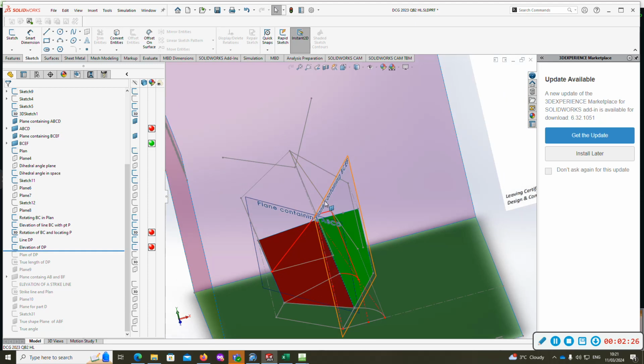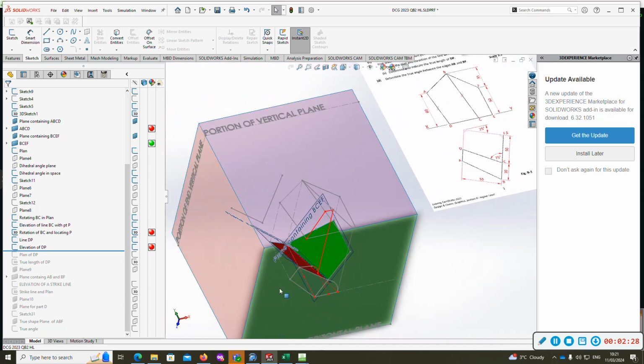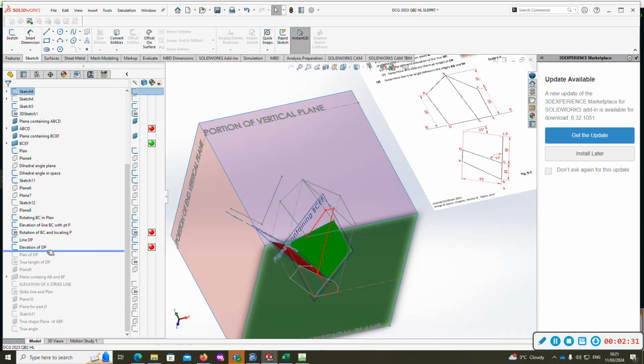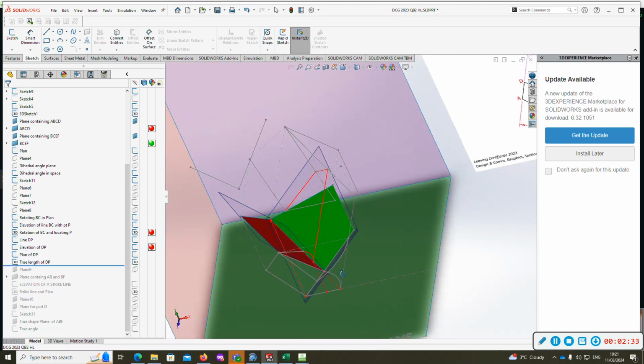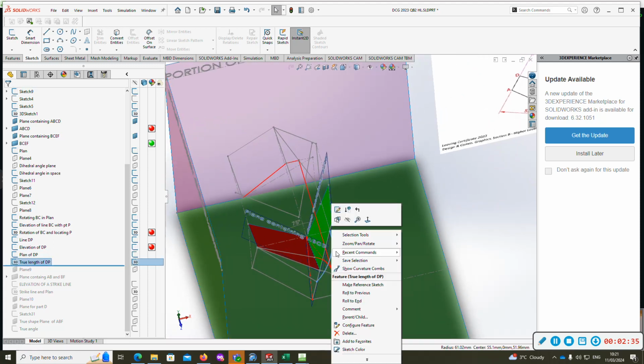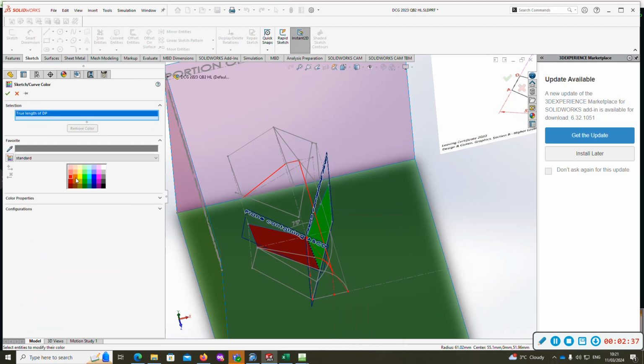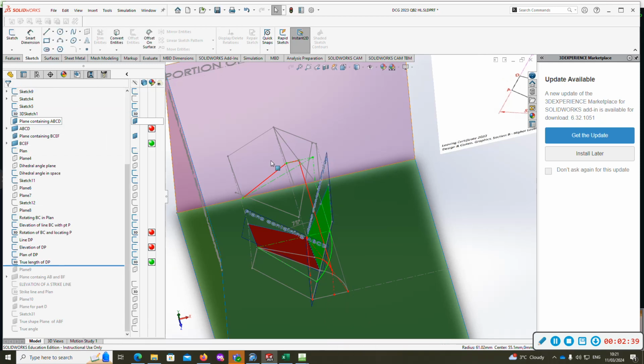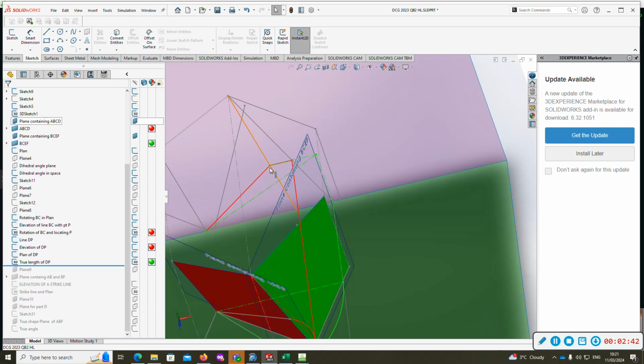Now, there's a simpler way of just bringing it from the auxiliary, because the line of intersection is the true length. Get the plan view of our line DP, rotate the line until it's parallel to the XY line in plan, and then bring it across in elevation. This is our true length.